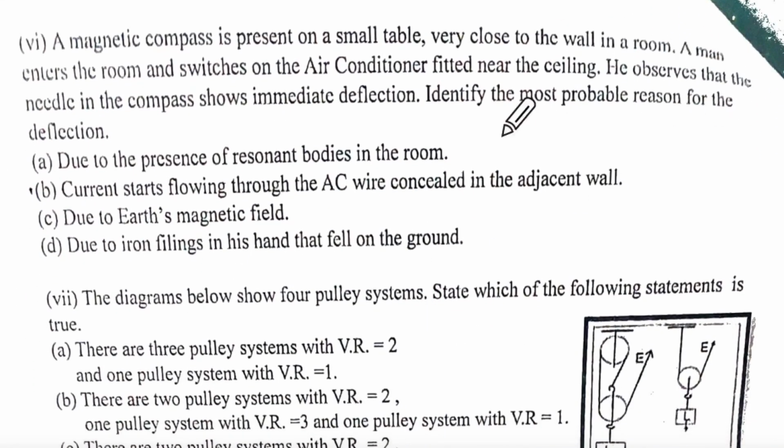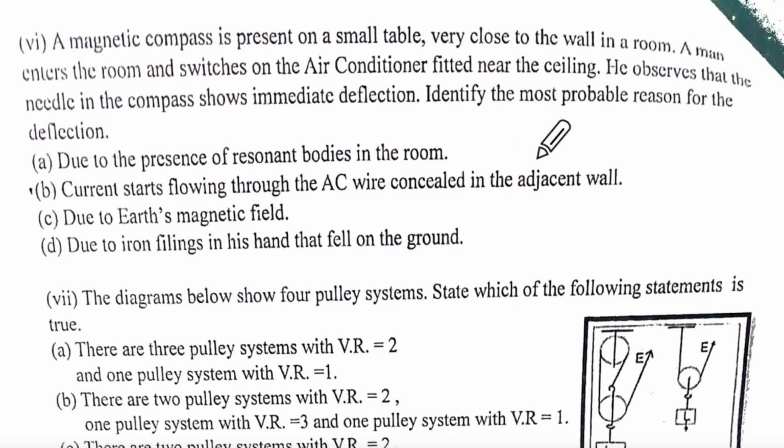A magnetic compass needle, compass is present on a small table very close to the wall in a room. A man enters the room and switches on the air conditioner fitted near the ceiling. He observes that the needle in the compass shows immediate deflection. Identify the most probable reason for the deflection.